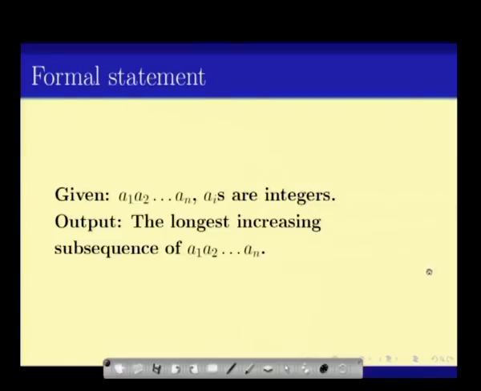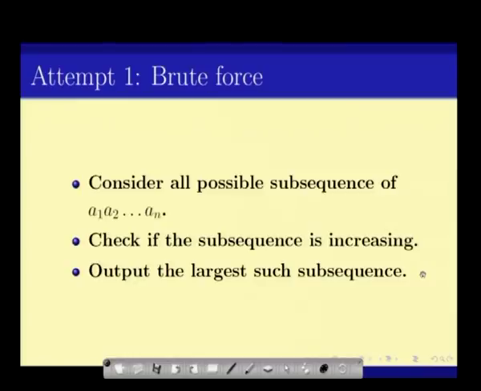You might find it very similar to other problems like longest common subsequence and so on, and if you are thinking in that direction, you are right. We will come back to it after some time. So, to start with, let us try our first attempt. The first attempt is the brute force search. What do we do here?